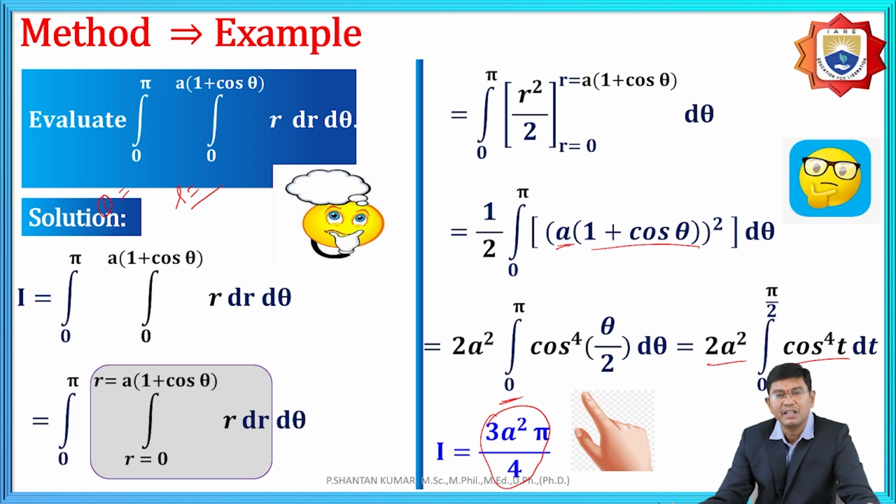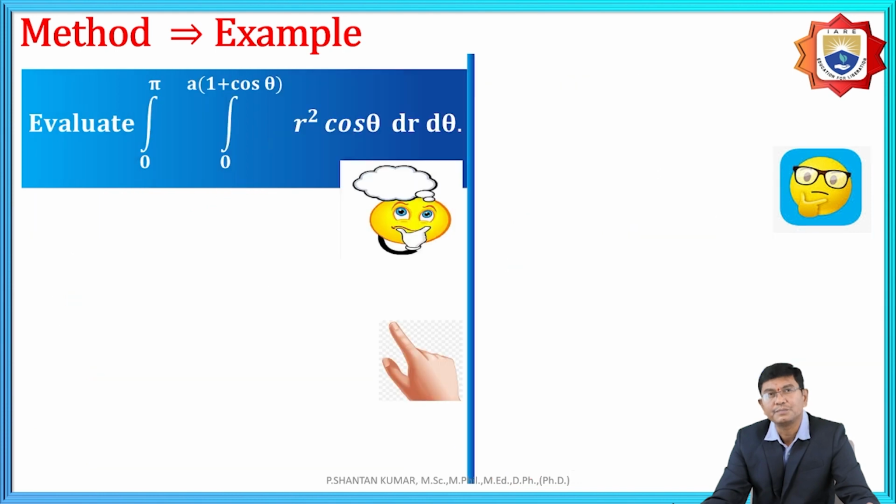Otherwise we can use the formulas for when m is even and n is even, m is odd and n is odd, m even and odd. Based upon those formulas also we obtain the solution, here 3a square pi by 4 is the final solution.